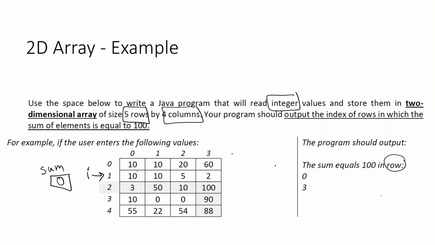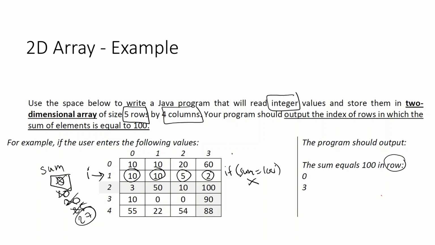So here, I have 10 added to the summation, so this is 10. Here again 10, we should have 20. Plus 5 should be 25. Plus 2 here we should have 27. Once we are done here, again we should have an if condition. If the summation equals 100; the summation in this case is not 100, so I will not output anything, but I will go and move to the second row.